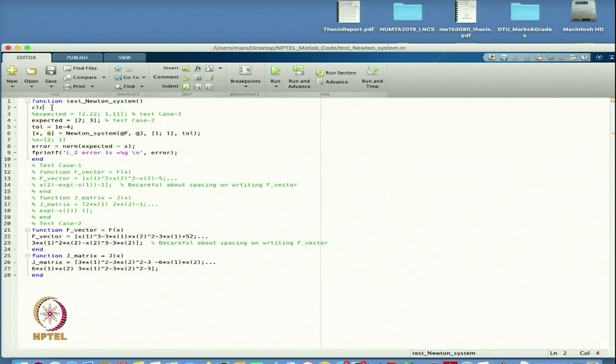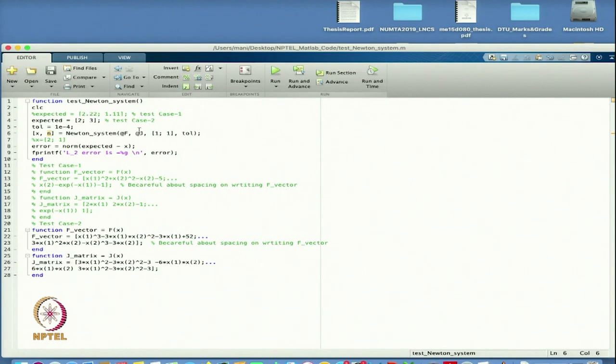I will start with the clc, whatever is written there. Then I will give the expected value, the expected root. Whatever root I am going to expect, I will write here. Then I will pass the tolerance, and then this is the function I am calling, the Newton system we just defined. So, this is the function I am passing with the at the rate sign, so an anonymous function.